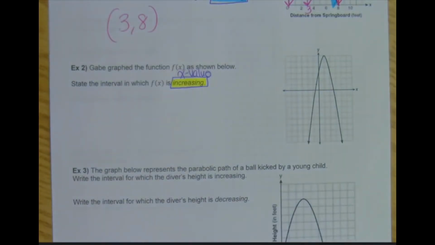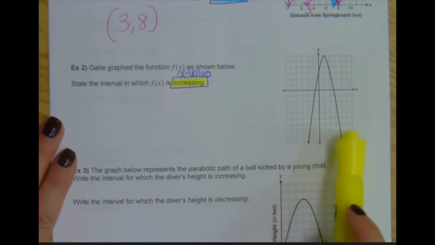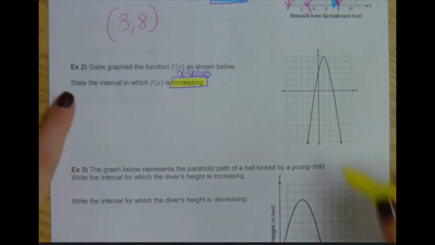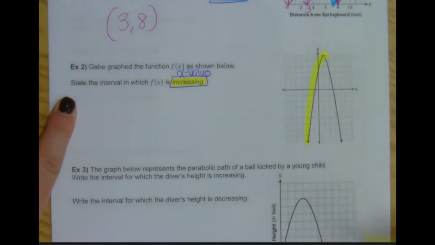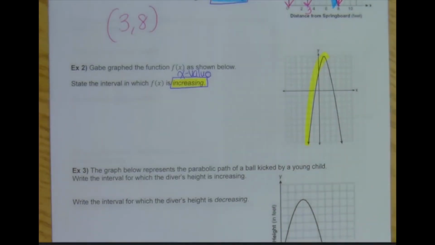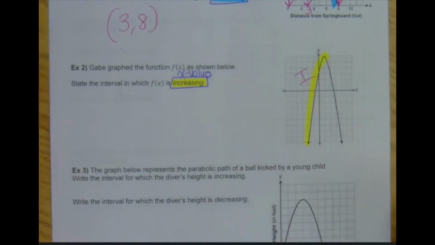Think about reading a book, okay? You get on left to right. You read left to right. So here is where it is always going to be increasing because I want to see where I'm going up, okay? I'm going to actually label that with an I. All right. So where am I always increasing? Well, I want to look at the x values that represent that.